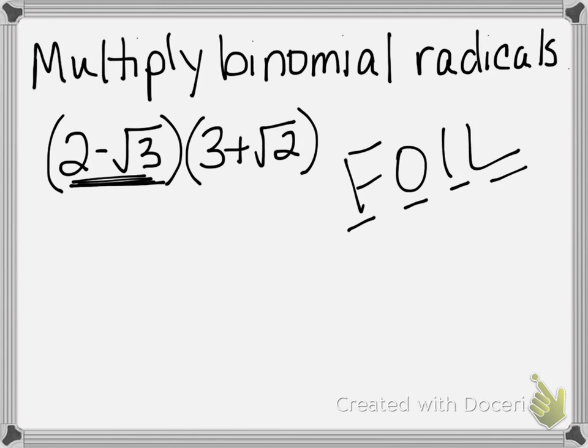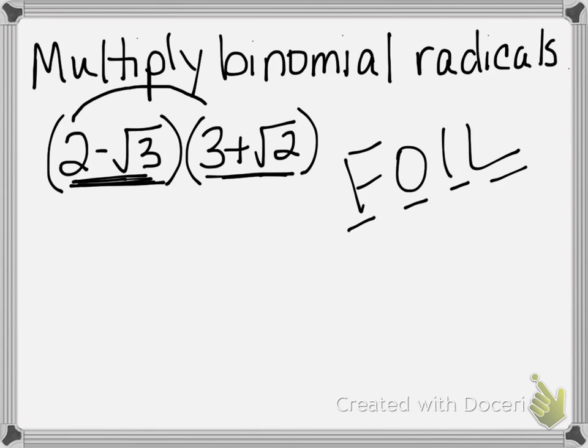These are not like terms. You can't take 2 and subtract the square root of 3 from it. They're not like terms, and these certainly aren't like terms. So there's no way that you can simplify within the parentheses. The only other thing you can do is perform the multiplication that it's asking you to do, those two parentheses butted up against each other. Because you have two binomials, you're going to FOIL.